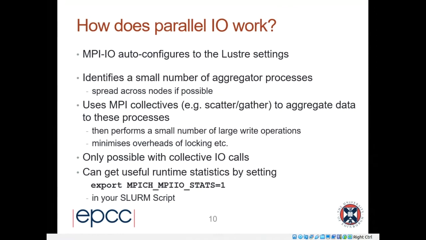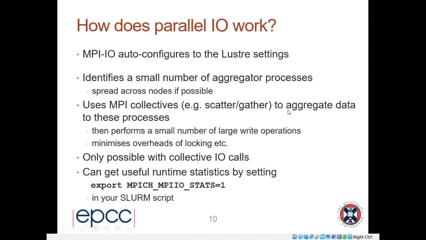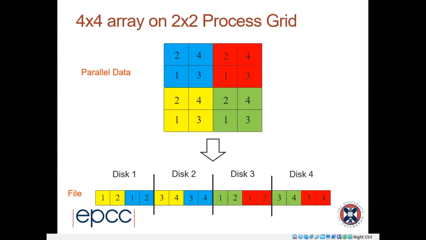You can actually get useful runtime statistics by setting this magic variable MPICH_MPIIO_STATS=1. Apologies for the typos here. That will tell you, for example, how many aggregators there were, and it may tell you where they are, I can't remember, but it definitely tells you how many aggregators you have.